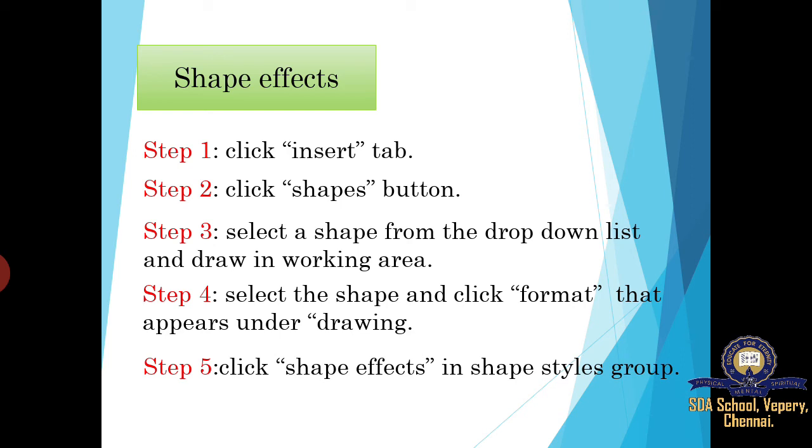When we click on that shapes, it shows many options, right? We can see that. It shows many options. Then the fourth step is select the shape and click Format that appears under Drawing. Fifth step, click Shape Effects in the Shape Styles group.